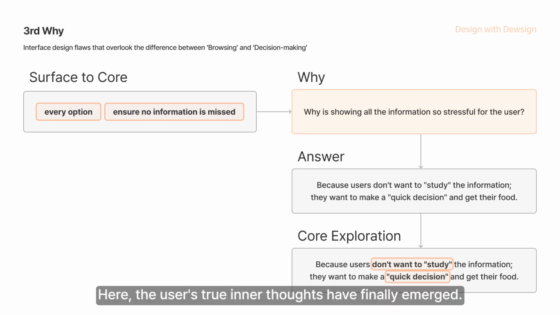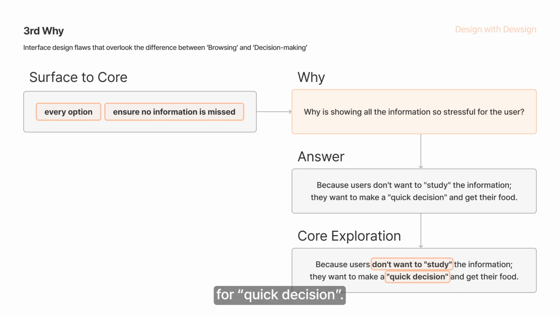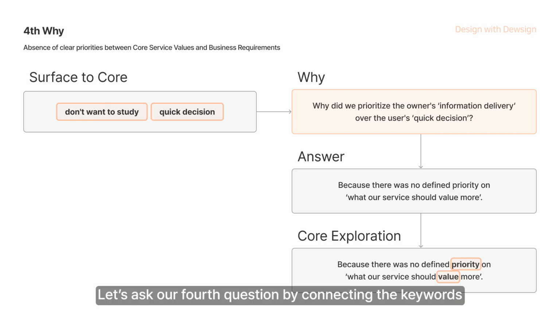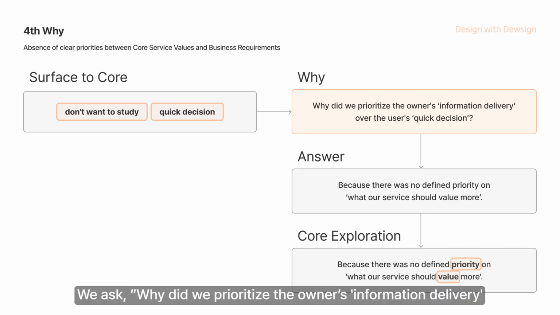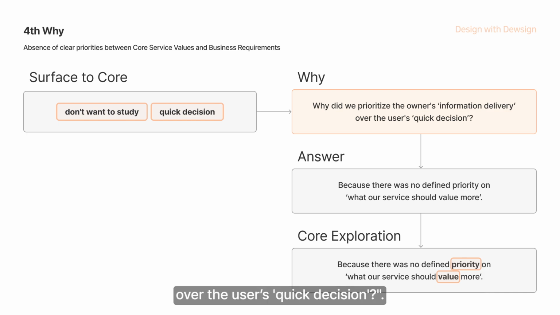Here, the user's true inner thoughts have finally emerged. However, the systemic problem we still need to solve is the existing inertia of trying to not study for quick decision. You must take a close look at this gap. Let's ask our fourth question by connecting the keywords do not want to study and quick decision. We ask, why did we prioritize the owner's information delivery over the user's quick decision?